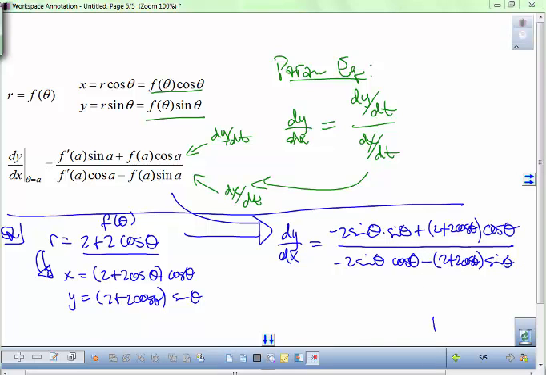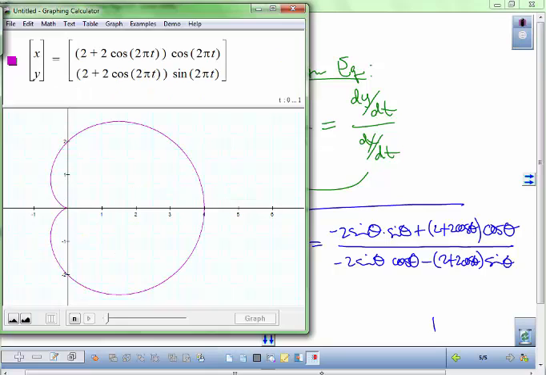Do you want us to simplify that? Well, in general, I'll ask you to find it at a particular angle, and so you would plug in the angle. So you can either simplify it now or simplify it later. So let's figure out a good angle for the cardioid. There's no good angles here.